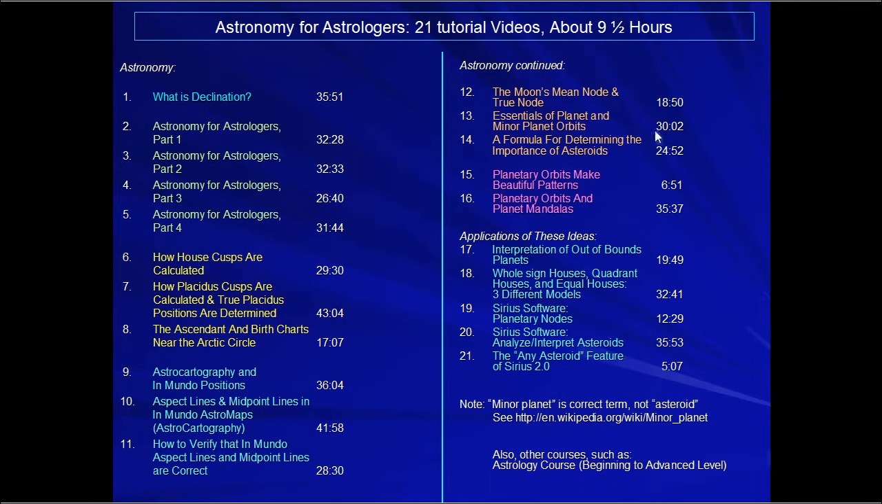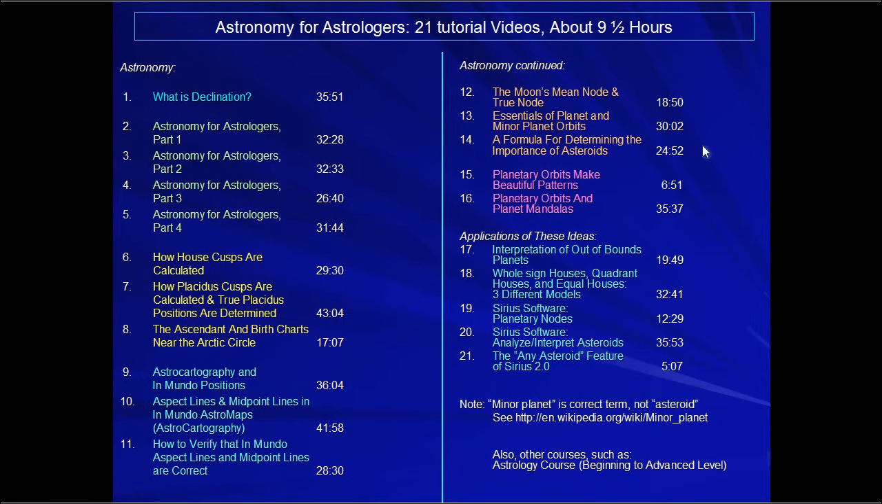Video 14 is an interesting idea where I'm exploring the issue that we now have hundreds of thousands of asteroids. Is there some way to determine which ones would be more important? And I come up with a formula. So this is an interesting exploration of how we can analyze what's going on in the sky and maybe come up with some useful ideas for astrology.